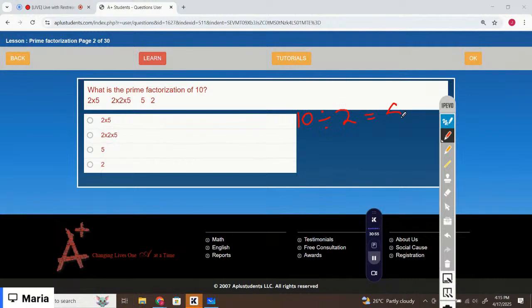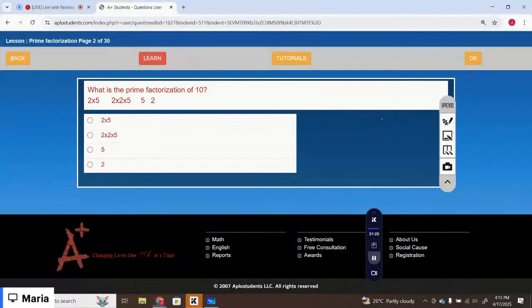10 divided by 2 is 5. Now you have to divide 5 by the smallest prime number, that is 5 times 1. These are the two numbers that are the prime factors. 2 times 5 it is. Option number 1 is the correct option, that is 2 times 5.